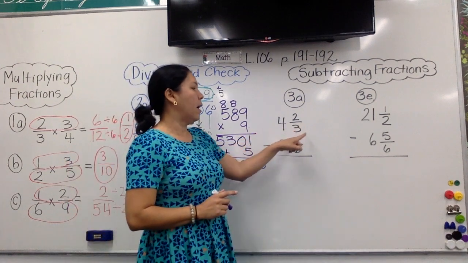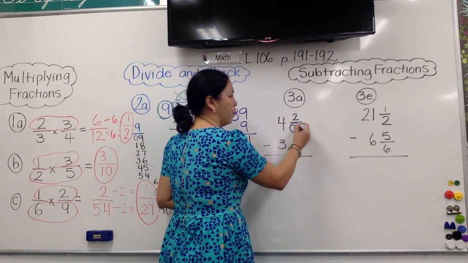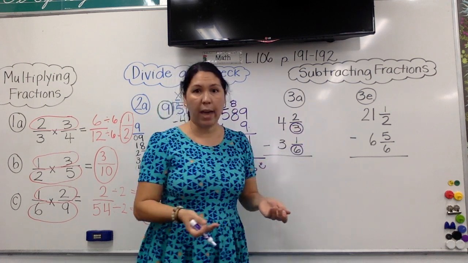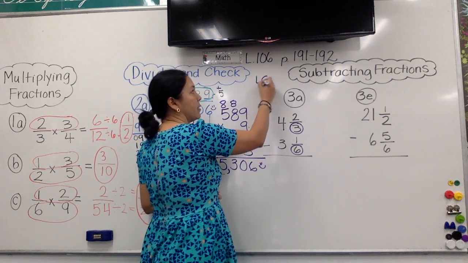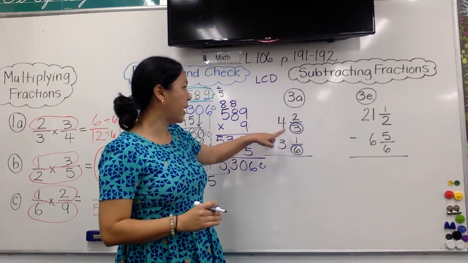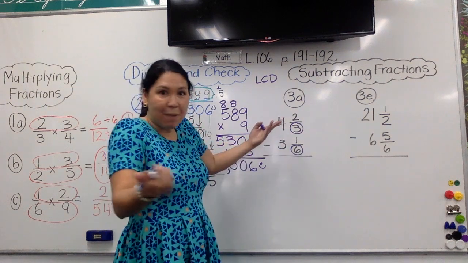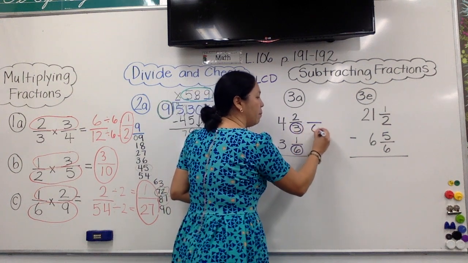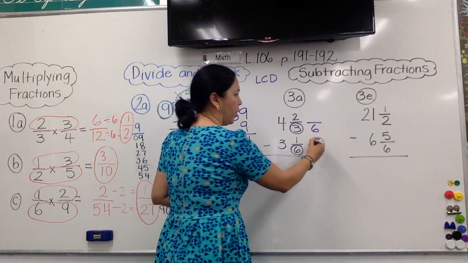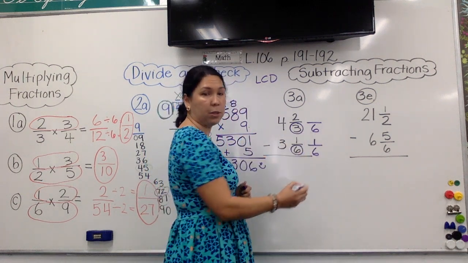Okay, we need to make sure the bottom numbers match. So I'm going to look at my bottom numbers. Do they match? They don't. So when they don't match, what do we do? Let's count, because we're looking for our least common denominator. If I count by 3, 3, 6, and 6, that matches. So we can automatically make it a 6. Now, this one's already a 6, so I'm just going to bring it over. This one is not a 6, so we do have to change it by multiplying.